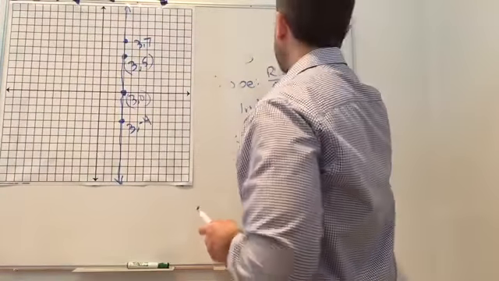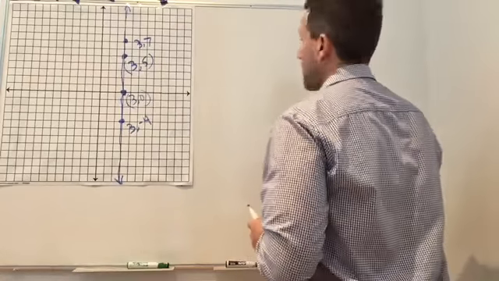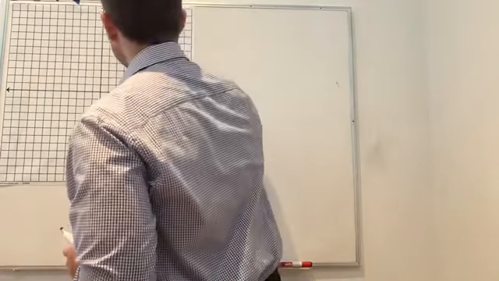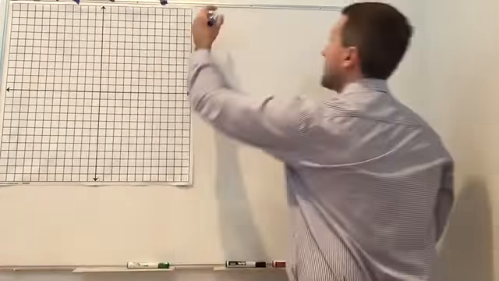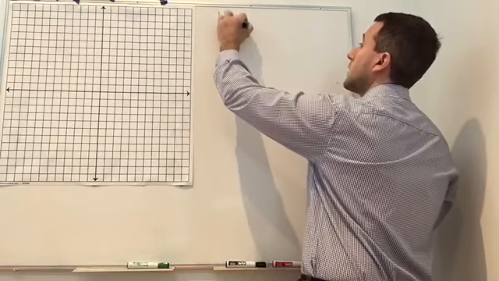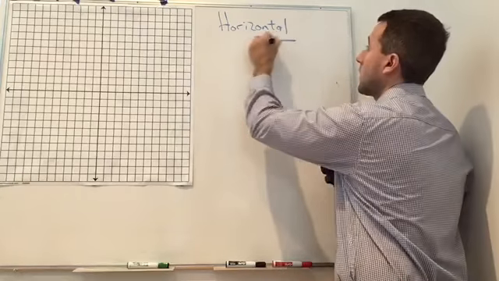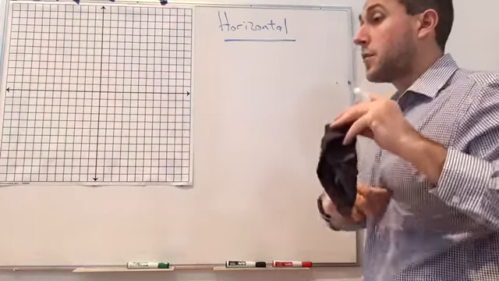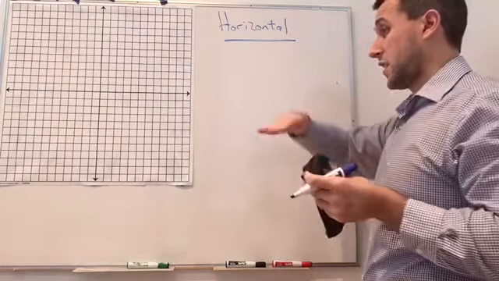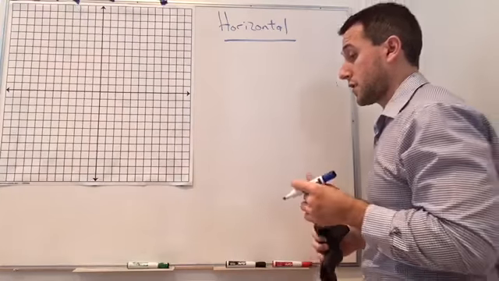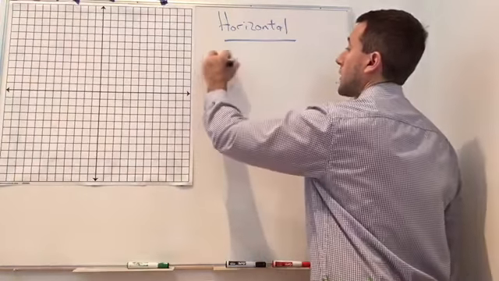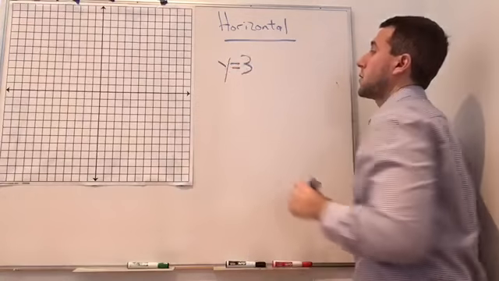Switch to horizontal. Obviously, if vertical goes up and down, horizontal is going to go side to side. Think about horizontal lines going like that. Remember, if you want to think about it, it's like the horizon, like the sun comes up over the horizon, so if you need that. So, what the equations for this will look like is y equals 3.